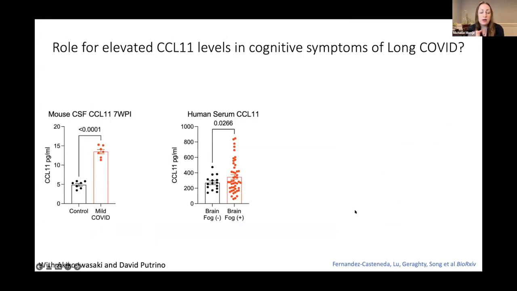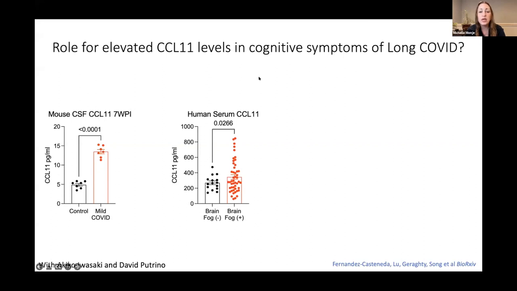Together with that inhibition of hippocampal neurogenesis, we noted one particular cytokine that was prominently elevated after respiratory SARS-CoV-2 in the mouse that actually became even more prominently dysregulated and upregulated in the CSF by 7 weeks post-infection. And this chemokine, CCL11, was found in humans who have long COVID to be elevated in those individuals who experience the cognitive symptoms compared to those who don't experience these cognitive symptoms.